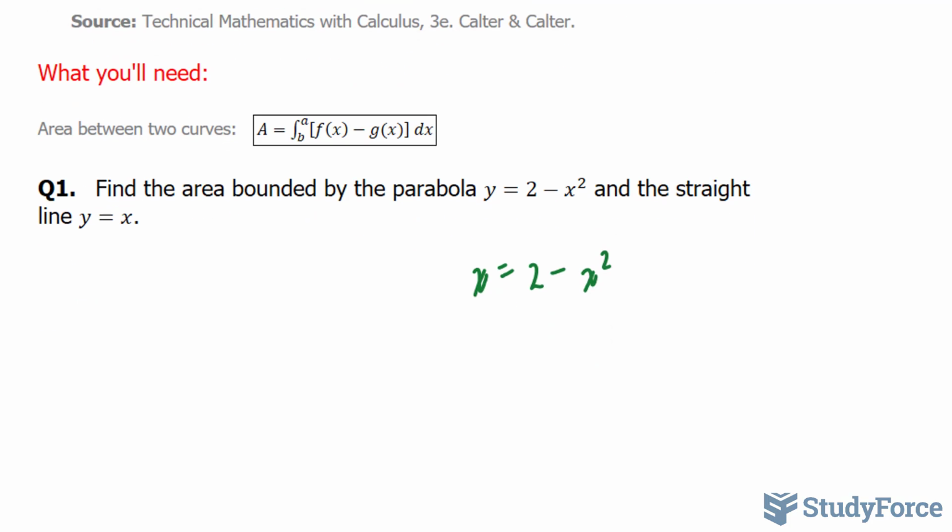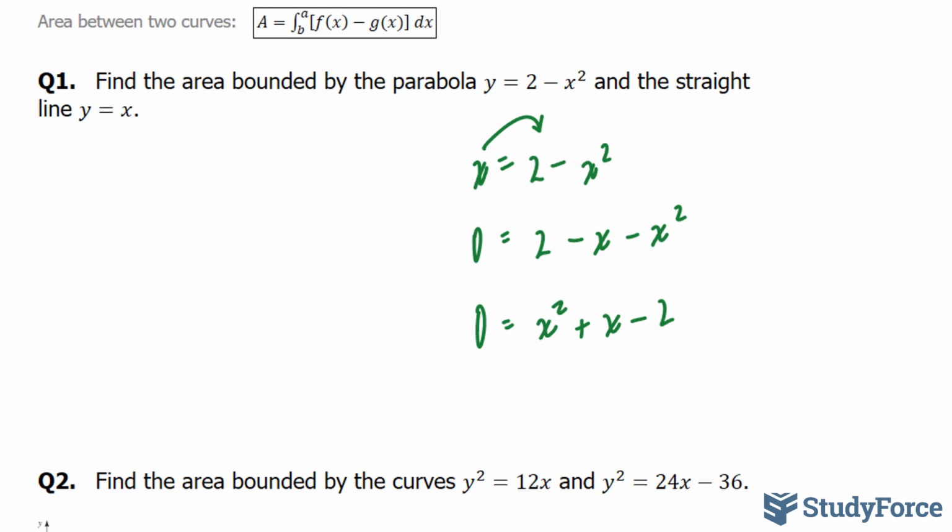This looks like a quadratic equation, so I'll first take this term over to the other side, leaving me with 0 is equal to 2 minus x squared. Now I will rearrange this so that it is in standard form. Now it's in a format that makes more sense to me, that's more recognizable. What two numbers multiply to negative 2 and add to positive 1? Positive 2 and negative 1.